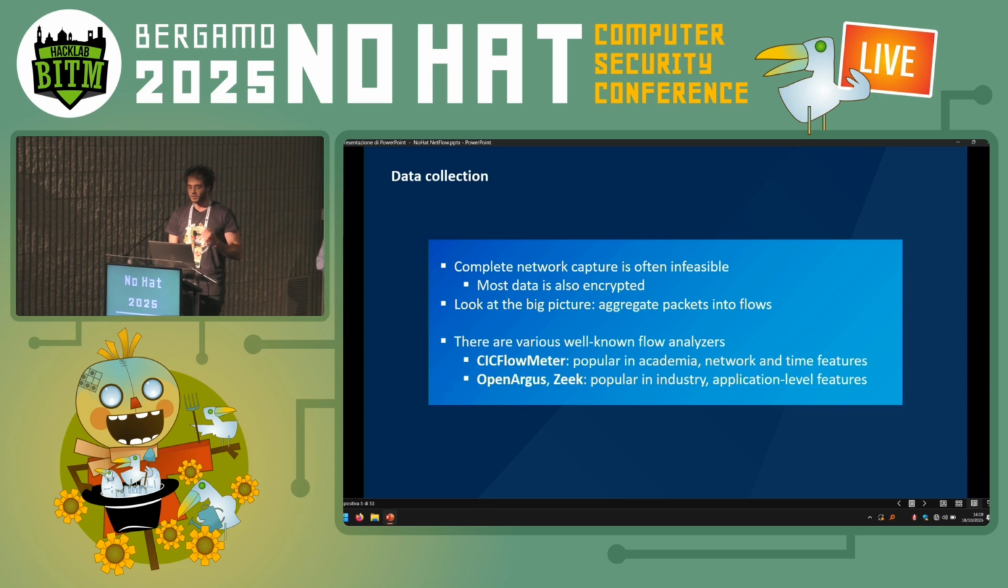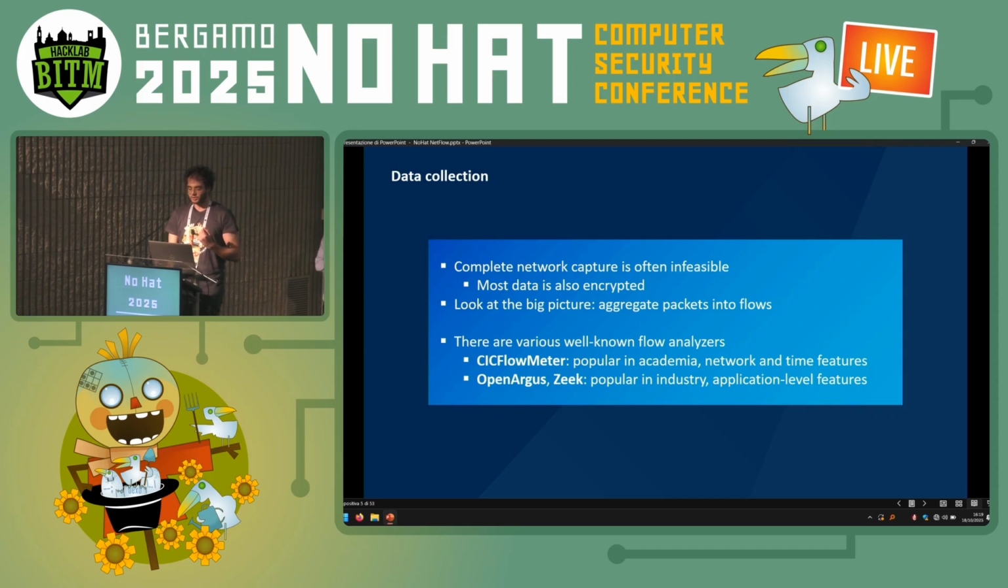There are a number of well-known flow analyzers. The one we will be working with is CIC-FlowMeter, which is very popular in academia. CIC-FlowMeter works mostly with numerical features, which is why it is very much used for machine learning purposes. Its features are network and time-based. So, for example, you may see features like the average of the delay between packet arrival.